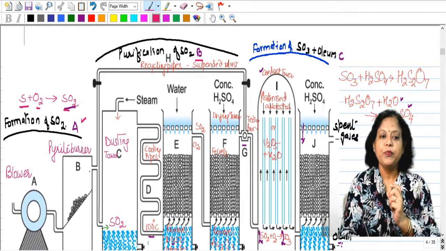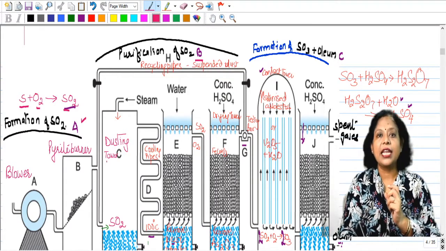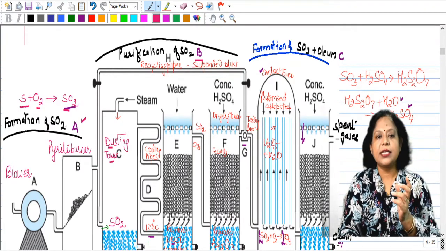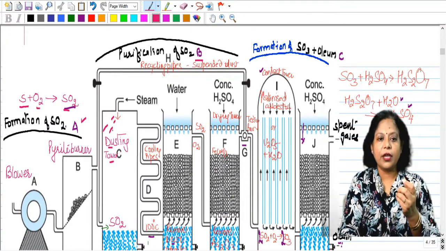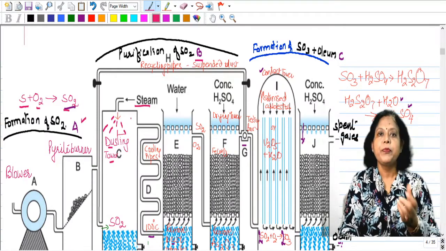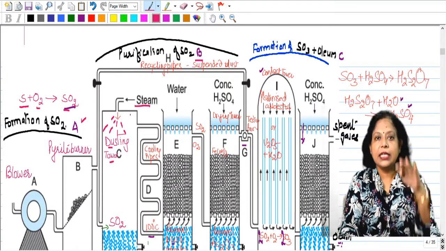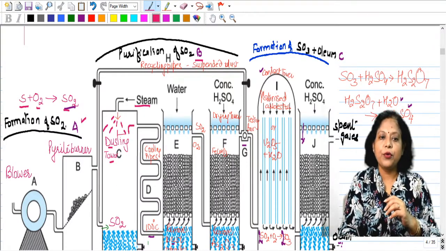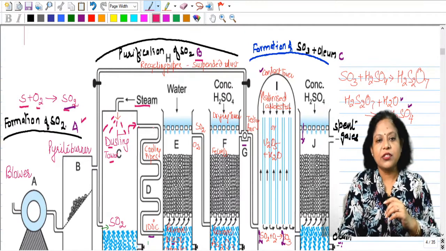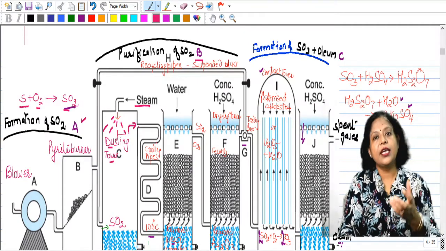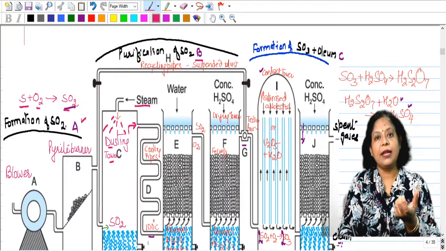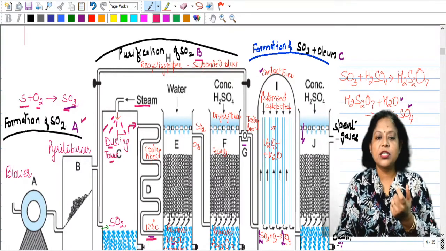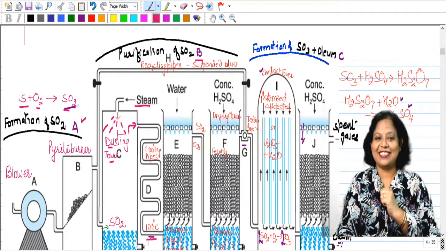Now we take this sulfur dioxide and it is passed through the dusting tower. In the dusting tower, there is steam falling. With the help of steam, the dust settles down and sulfur dioxide, pure and dust free, travels through the pipe. Here the pipe is cooled with the help of running water. So this is a cooling pipe where the temperature is maintained up to 100 degrees centigrade.